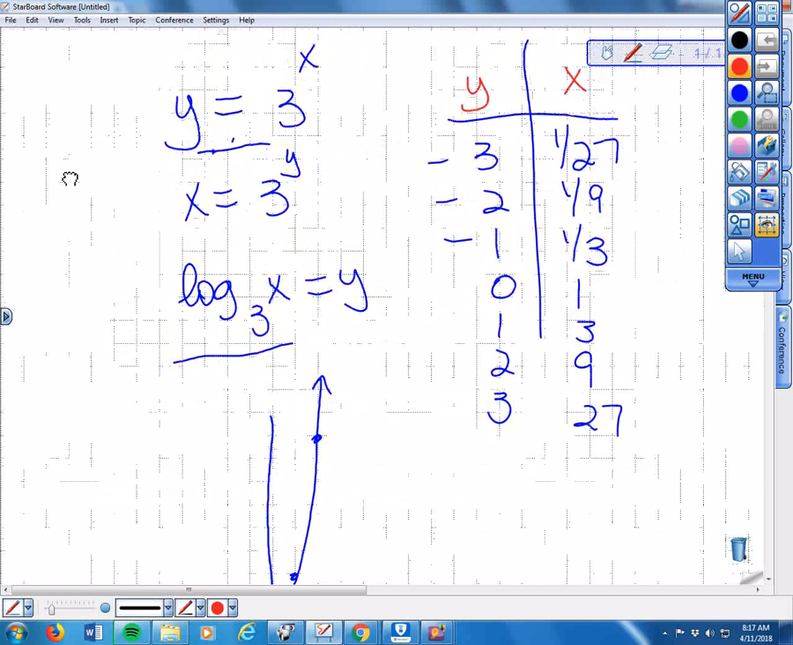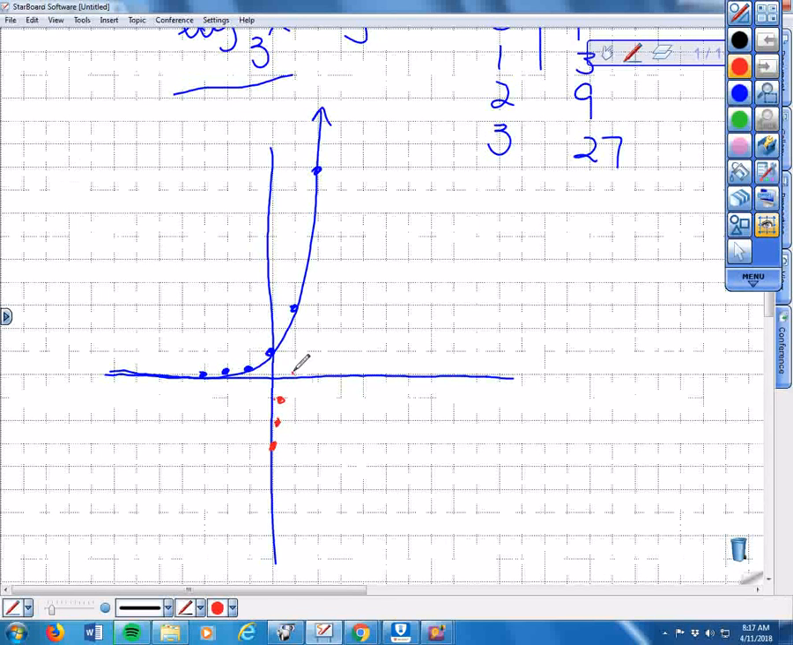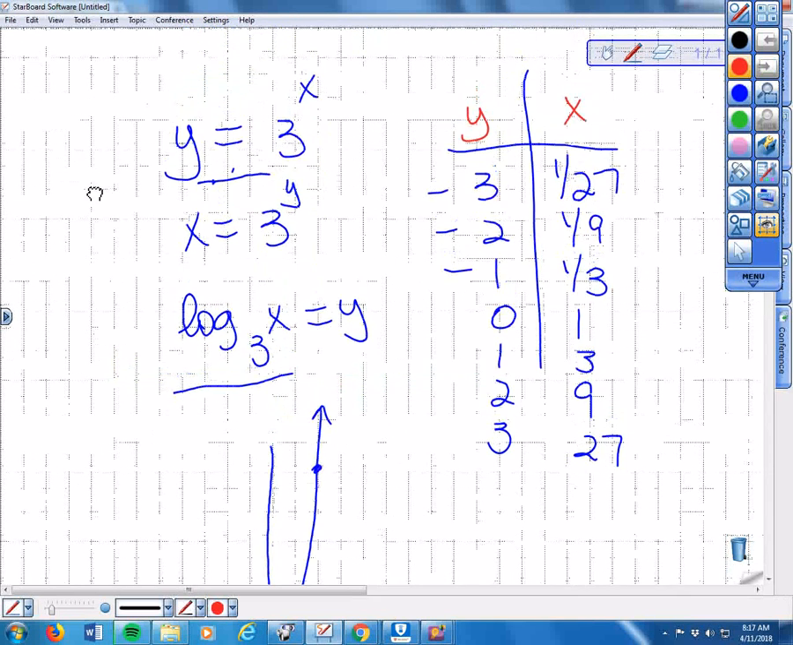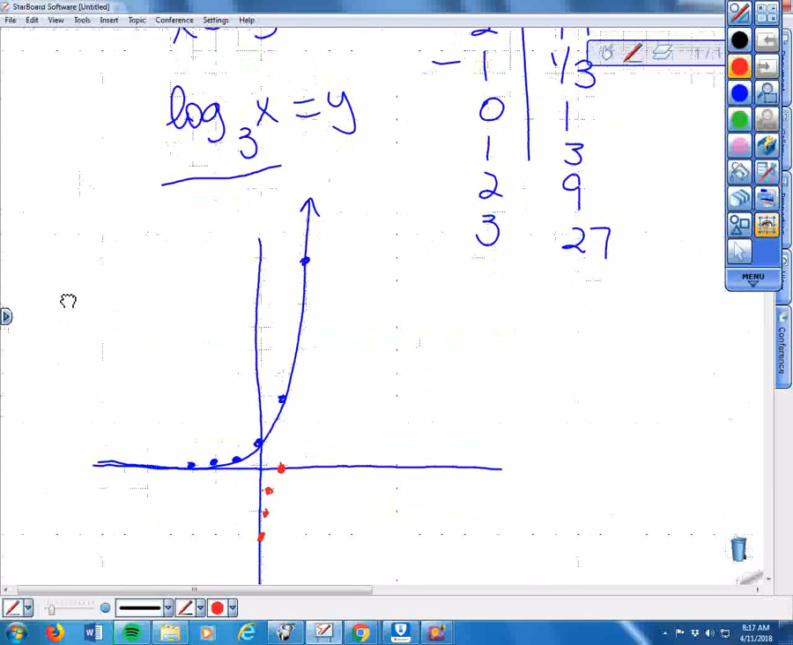X is 1, y is 0. That's a little better. X is 3, y is 1.